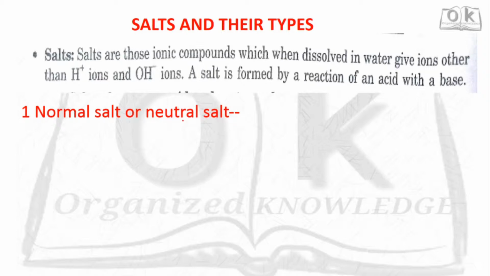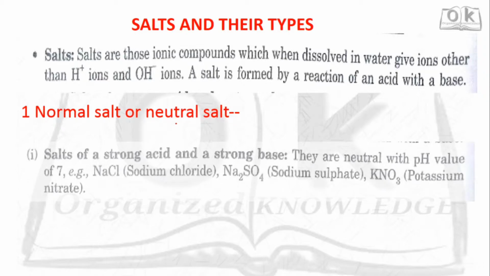Then how can a neutral salt be formed? That is by the reaction of strong acid with a strong base. And what will happen here? Acid as well as base both are strong, and so the salt formed will be the neutral salt. For example, these are the neutral salts with pH value 7, like sodium chloride, sodium sulfate, potassium nitrate.